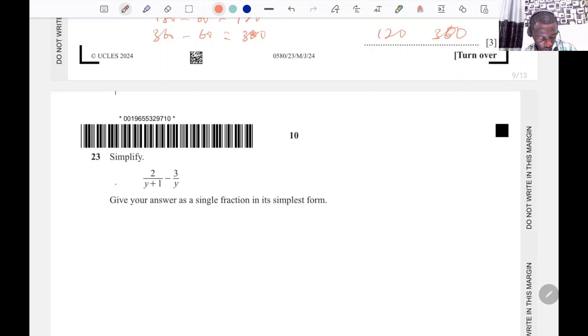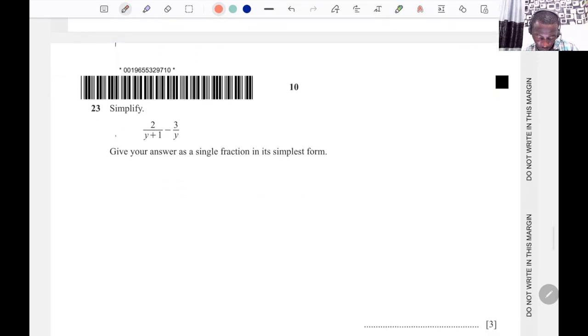Question number 23 says we should simplify this, right? We're simplifying this. So what do we do? We collect the LCM. The LCM is the two of them, y plus 1, then y. So when this y cancels this y here, only y will be left.